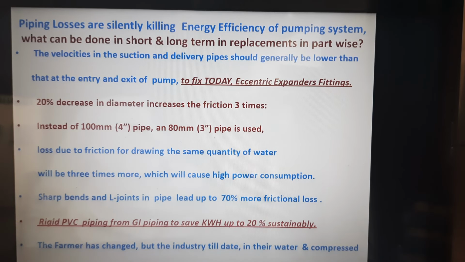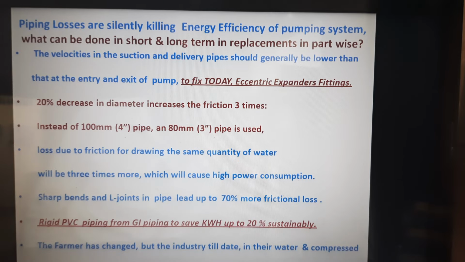Coming to the pumps, piping losses are hurting energy efficiency the most in the pumping system. What can be done in the short term or in the long term? One critical input in the pump flow system is that the velocity at the immediate suction or the immediate delivery of the pump needs to be lower at the entry and the exit of the pump. So, fix eccentric type expander fittings in such a way that the flow velocity is reduced and optimized at the input and at the exit of the pump.